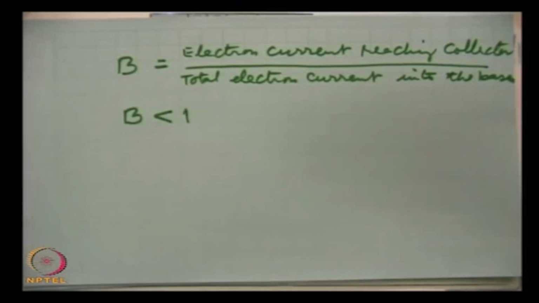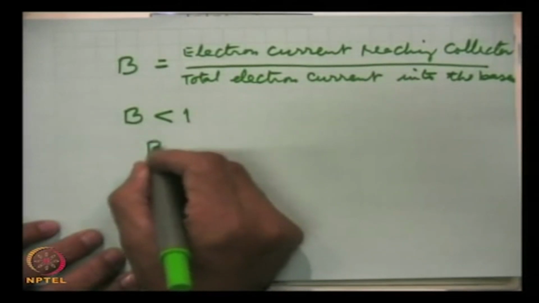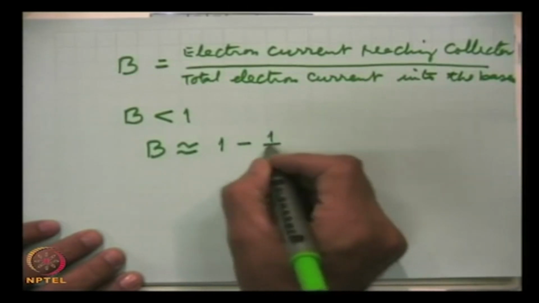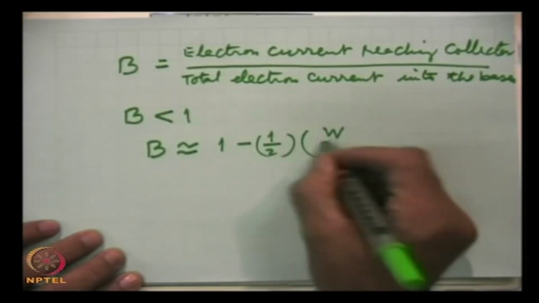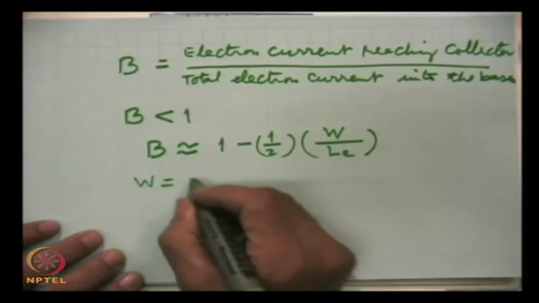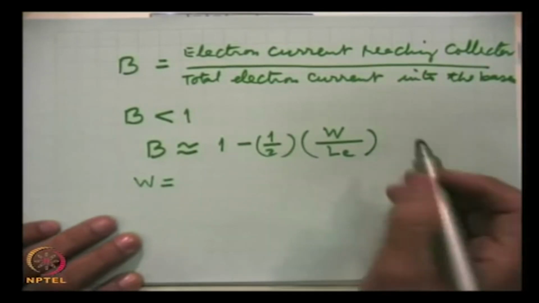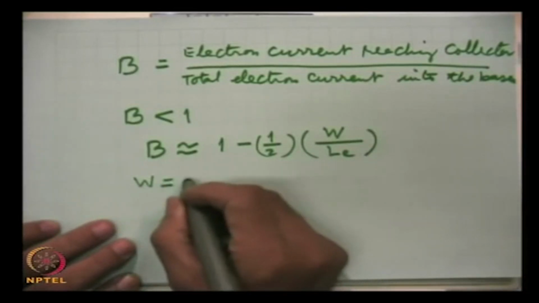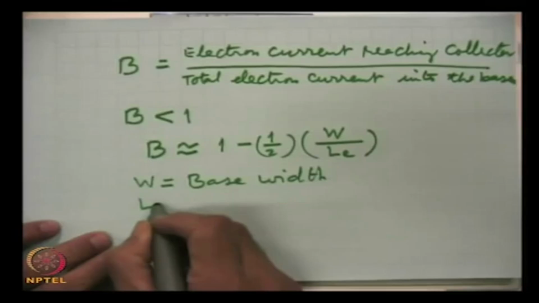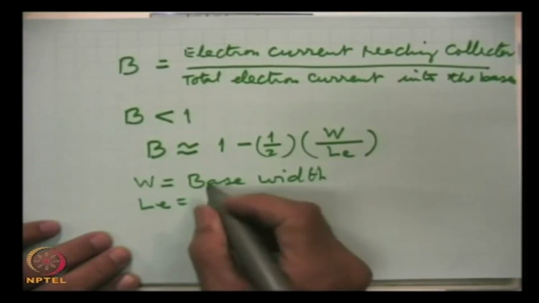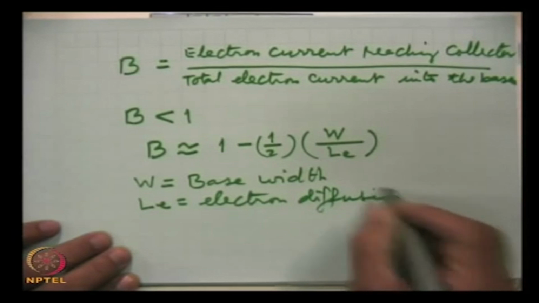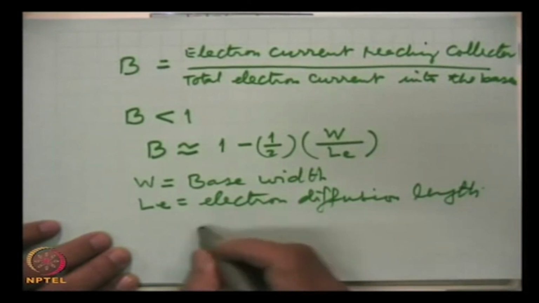The detailed analysis shows that B is very closely equal to 1 minus half W by L_E, where W is base width, sorry, W is base width and L_E is the electron diffusion length in the base region.